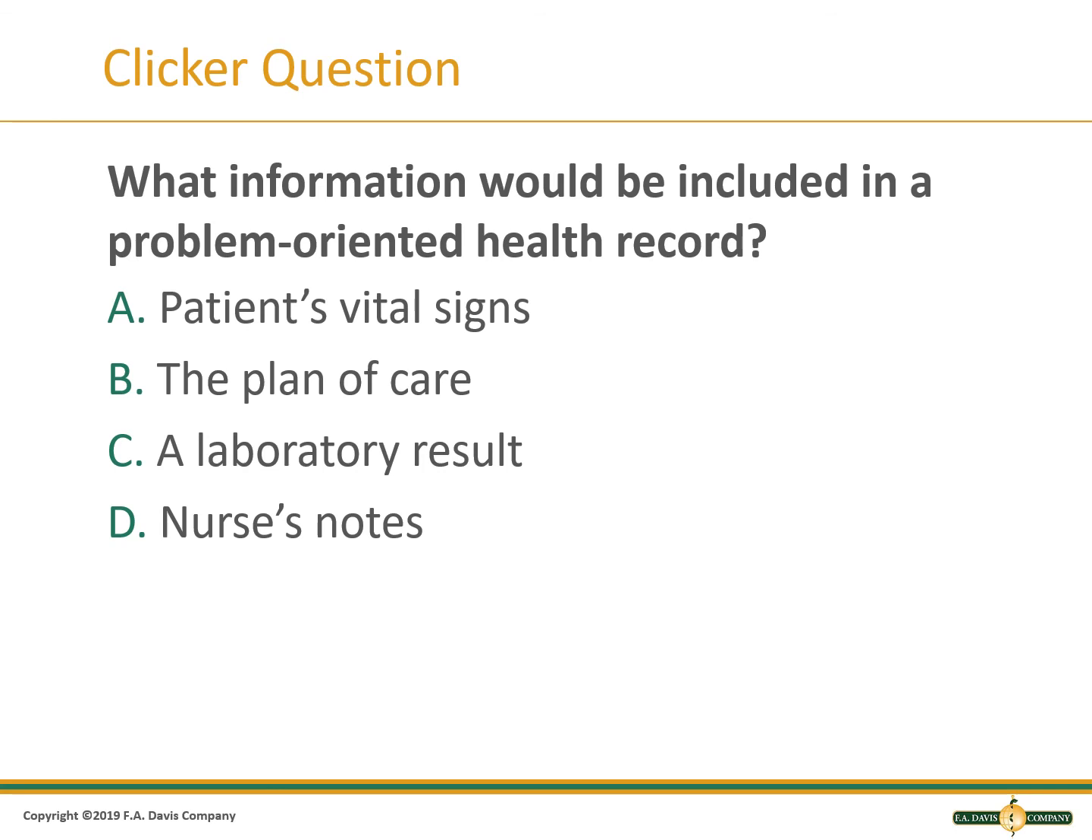What information would be included in a problem-oriented health record? Problem-oriented. So remember, they're different from source-oriented records because they're organized around the patient's individual problems rather than where the data came from. So they're focused on their problems. Remember, the problem statement is the nursing diagnosis. We're following the nursing process. So the plan of care, answer B.